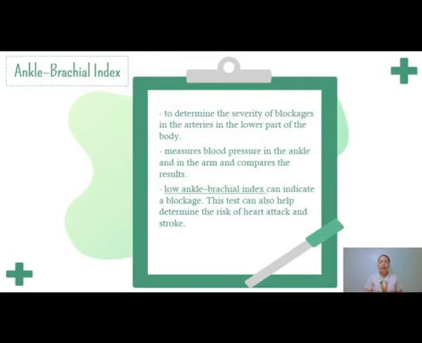Next is the ankle brachial index. An ankle brachial index allows the doctors to determine the severity of blockage in the arteries in the lower part of the body. In this test, the doctor measures blood pressure in the ankle and in the arm and compares the result. A low ankle brachial index can indicate a blockage. These tests can also help determine the risk of heart attack and stroke.